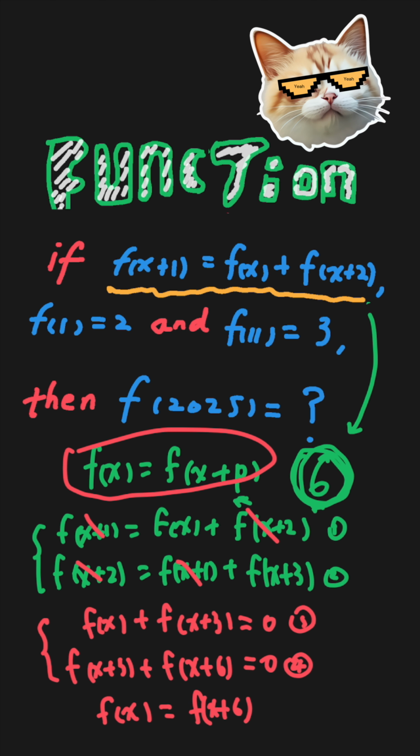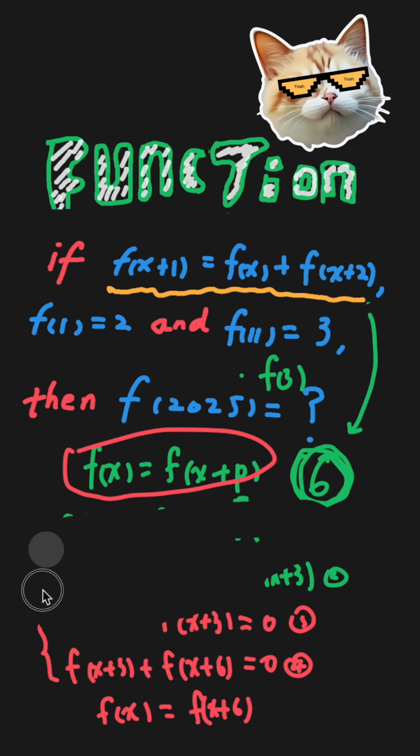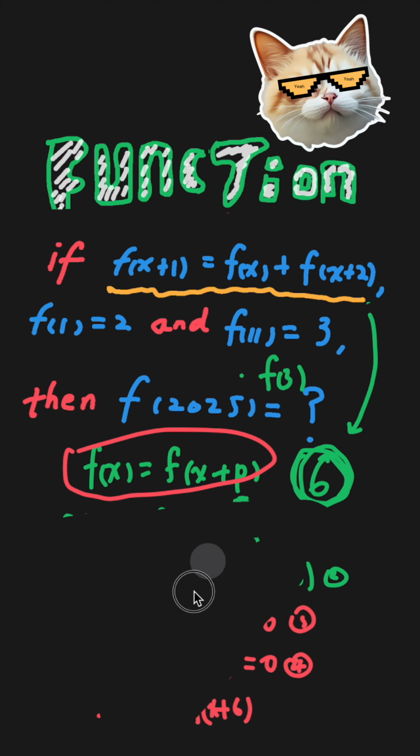All right, so basically you can divide 2025 by 6 and you get the remainder. I'm not going to compute anymore because it's going to take a lot of space. So 2025 divided by 6, the remainder is going to be 3. So f(2025) is going to be equal to f(3). We need to find out the value of f(3). Let me erase this part to get some more space to do more calculation to get the final result.